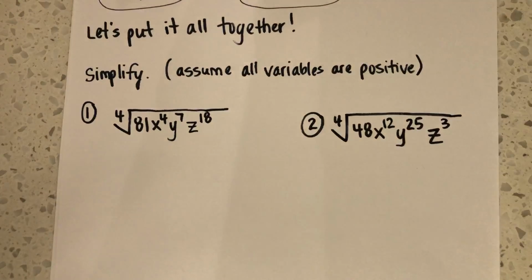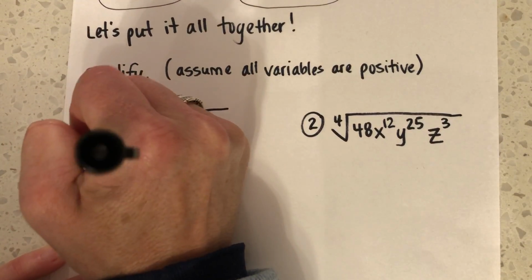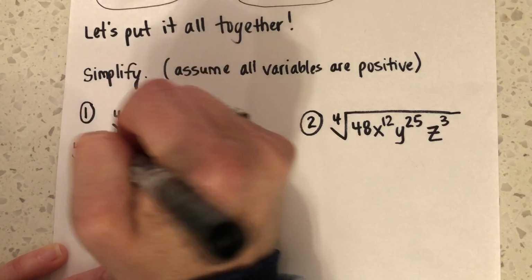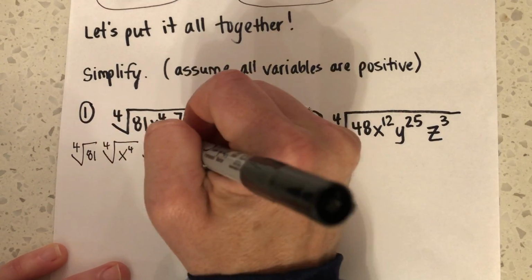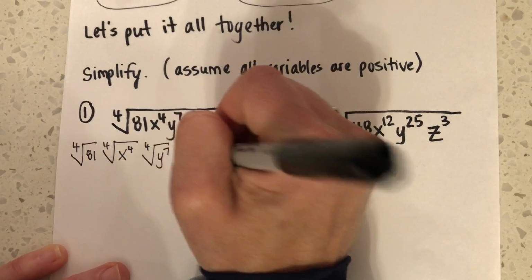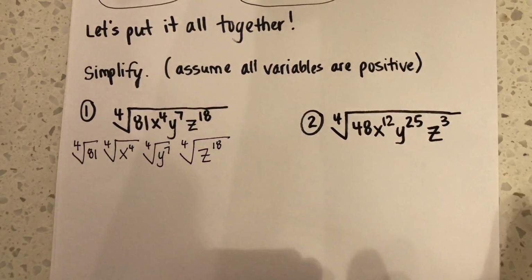So the first thing I like to do is split everything into its own 4th root radical. I'm going to rewrite this as the 4th root of 81 times the 4th root of x to the 4th times the 4th root of y to the 7th times the 4th root of z to the 18th. I like to separate everything and deal with each one individually.